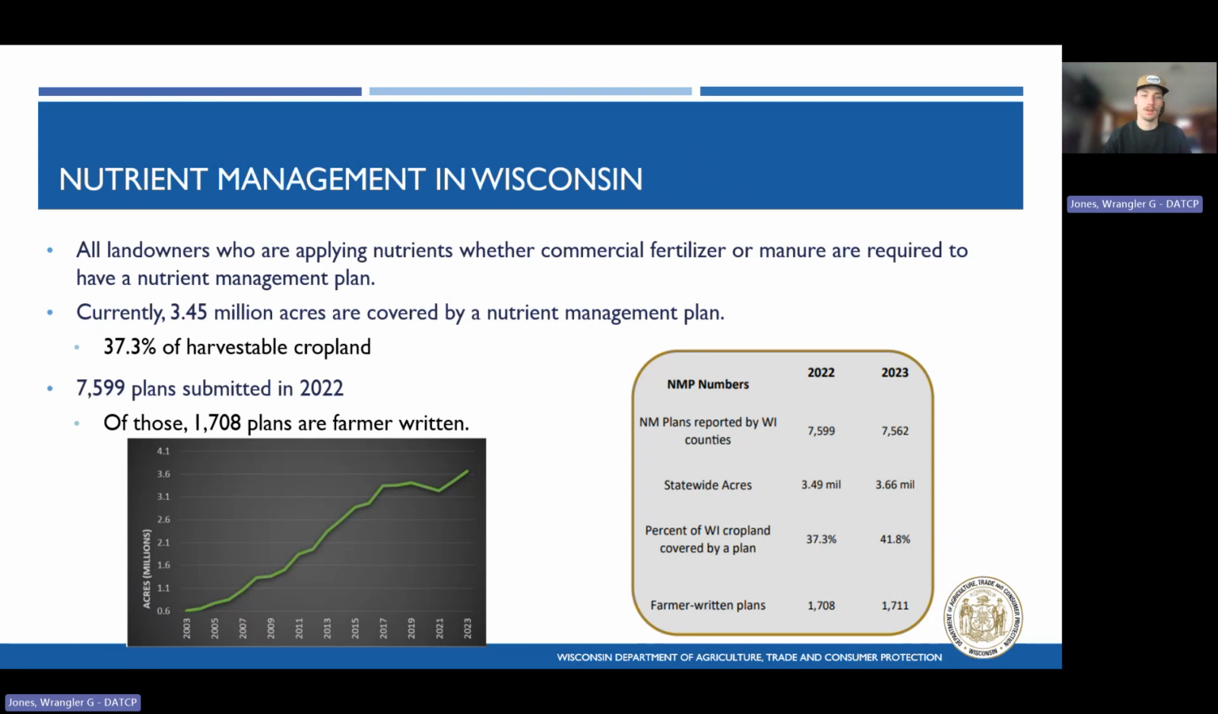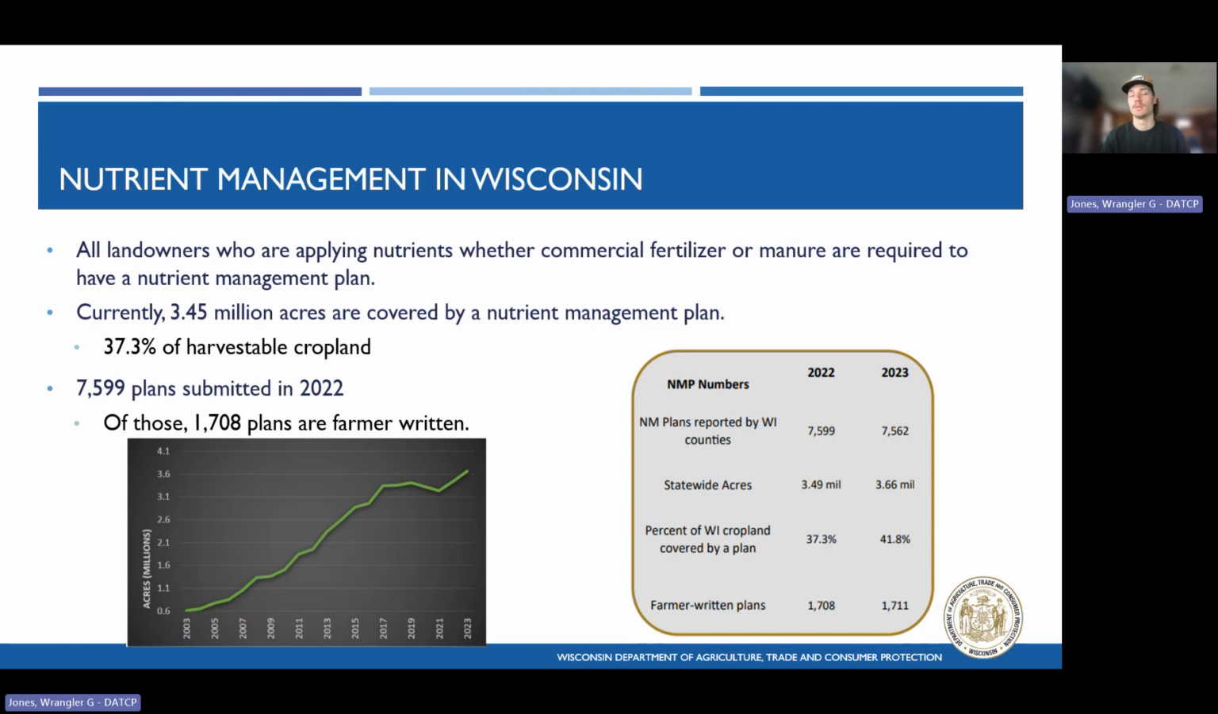Here's a little overview of nutrient management in Wisconsin in the past, just some data. So like I said earlier, all landowners who are applying nutrients, whether commercial fertilizers or manure, are technically required to have a nutrient management plan. And so in Wisconsin, there's currently 3.45 million acres that are covered by a nutrient management plan, which accumulates to 37.3% of harvestable cropland.